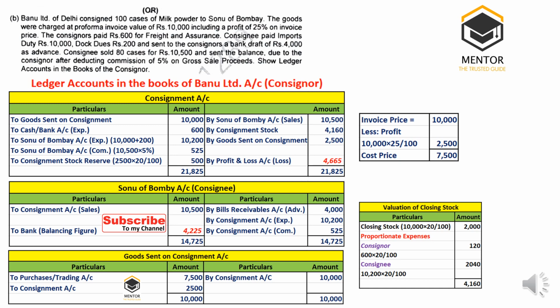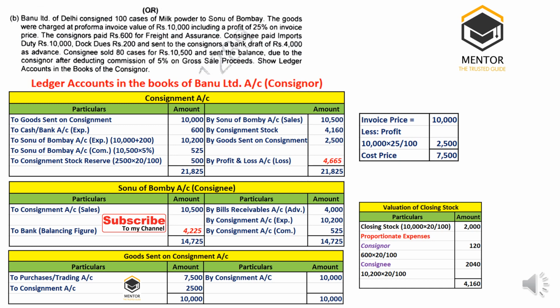That is very significant. Then by goods sent on consignment 2,500, that is the total difference between the cost price and the invoice price, that is 2,500. This is the total stock reserve. This will be credited to the consignment account. The same will be debited to the goods sent on consignment account, 2,500. So why are we writing these two things? To eliminate the impact of the invoice price.